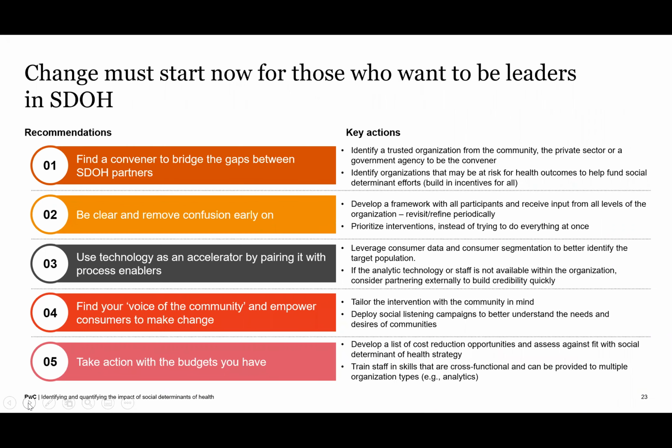So if you think about some of the actionable items around each, just to give a little more example of what we mean by this. Someone has to be the trusted organization in the community that can be the convener. And often it is the organization that is on the hook, at risk for dollars. So in the United States, that might be payers or government or other types of community organizations, but you have to have someone who's, quote, quarterbacking the team.